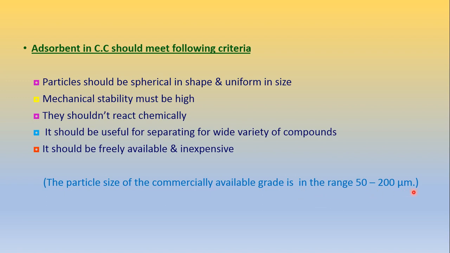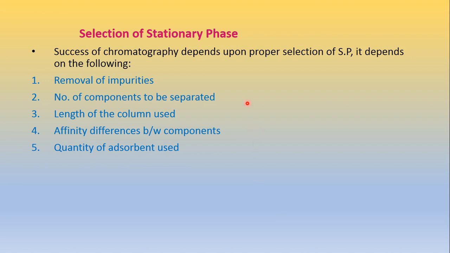for preparative column chromatography. See, this particle size range of 50 to 200 micrometer is specifically for preparative column chromatography. But if we see HPLC, where column chromatography is also used, their particle size is very low, around 5 to 10 micron. So for preparative chromatography, this is the size range of particles.